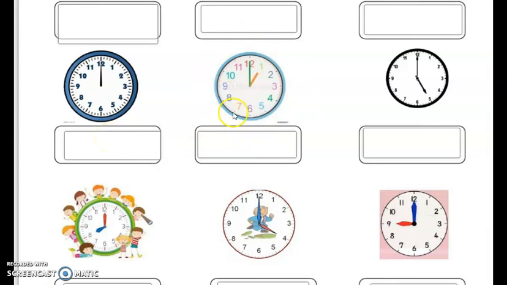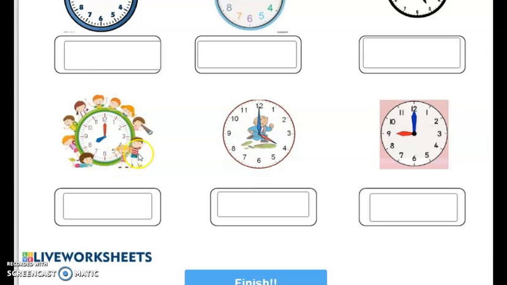What time is it? It's 1 o'clock. What time is it? It's 5 o'clock. What time is it? It's 8 o'clock. What time is it? It's 4 o'clock. What time is it? It's 9 o'clock.